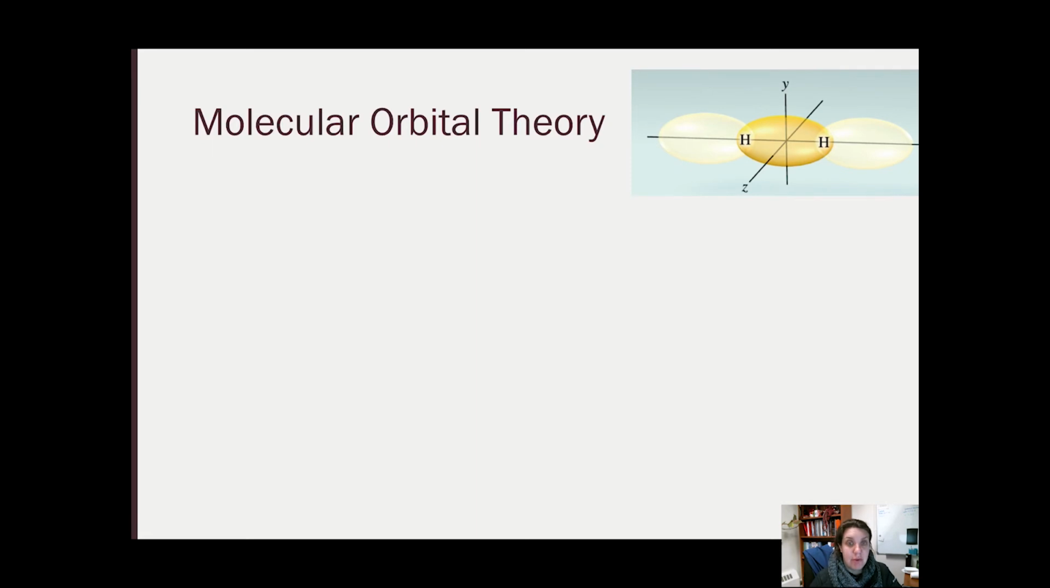So molecular orbital theory is a theory we use because the valence bond model really kind of fails to explain how the molecule's excited state works, how it functions. So molecular orbital theory does a really good job of explaining a molecule's excited state.